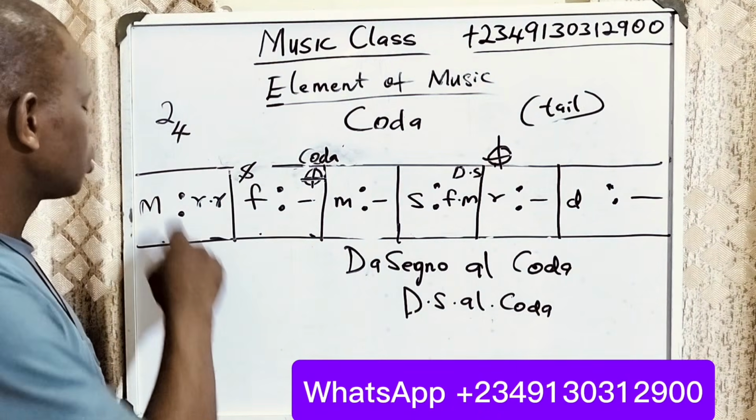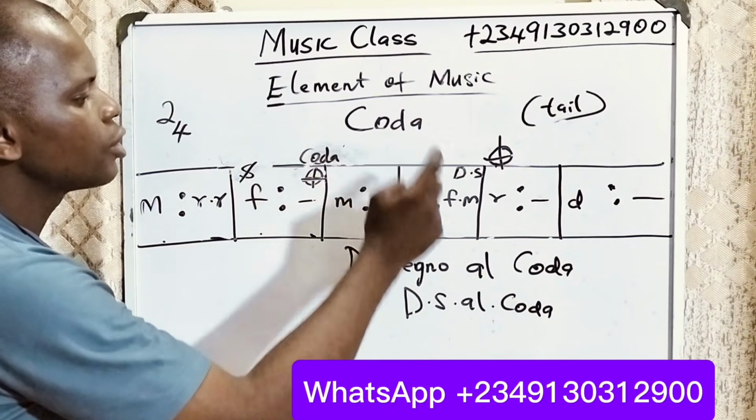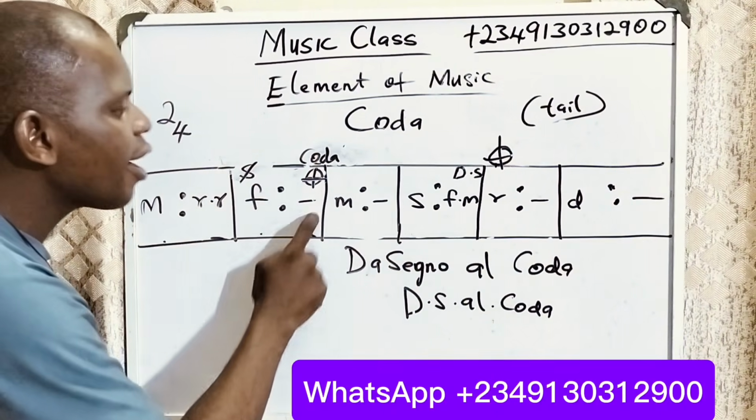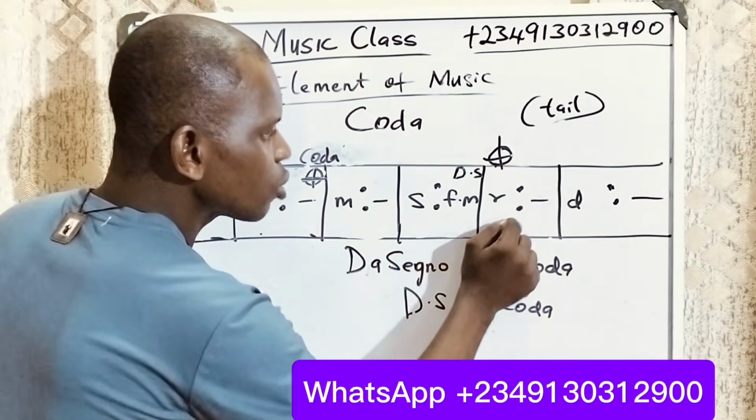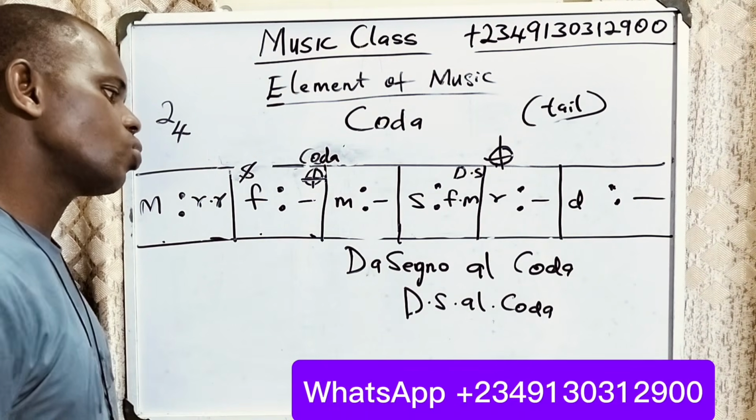1, 2. Mi, re, fa, mi, sol, fa, mi, fa. I will jump from this place to this place and go re, do. That is how to do it.